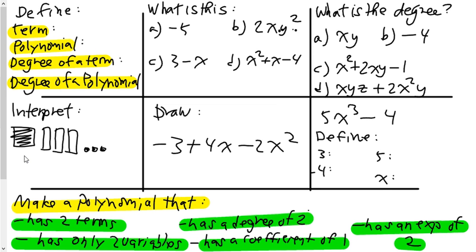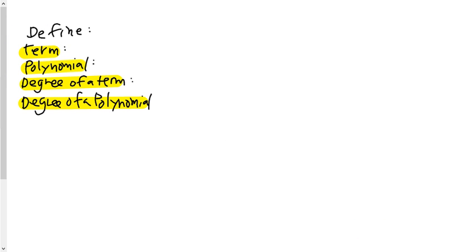We have 7 questions here from 5.1, a review of our learning in 5.1. We'll correct it together. The first question asks us to define these 4 vocabulary words, and the first one being a term. A term is an expression. And when we say expression, it's the math equivalent of a word, right?